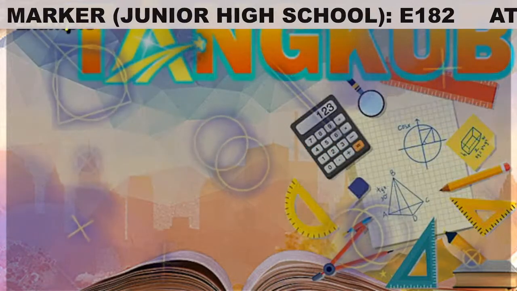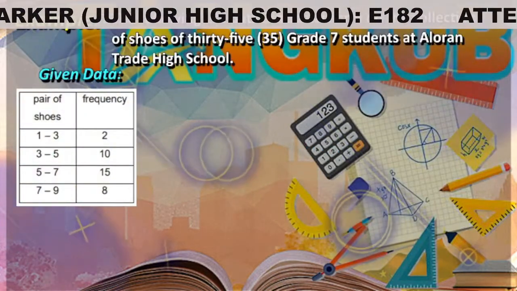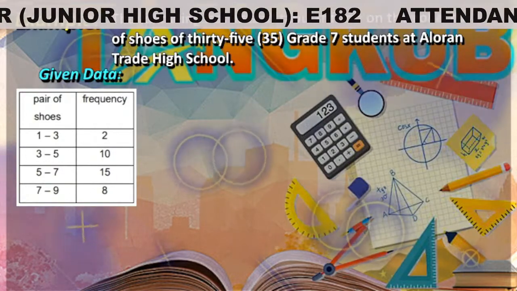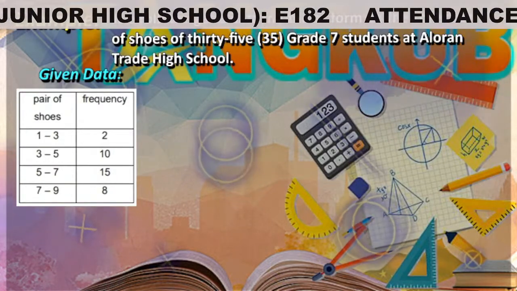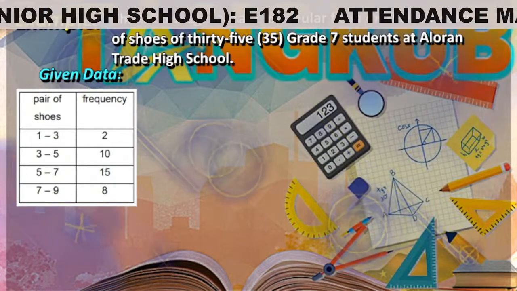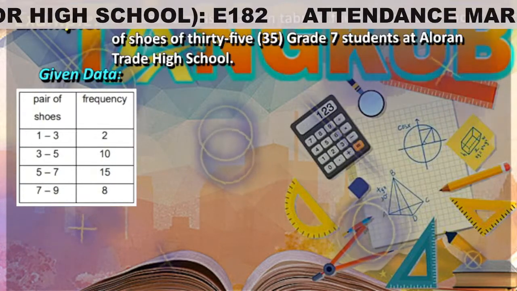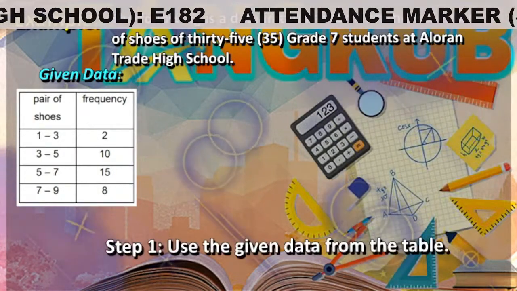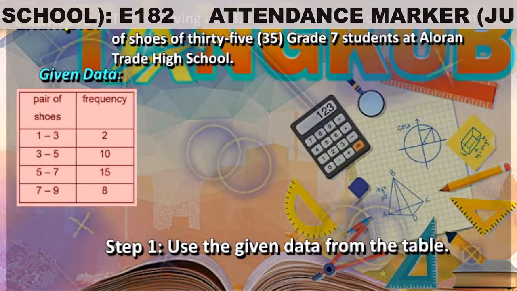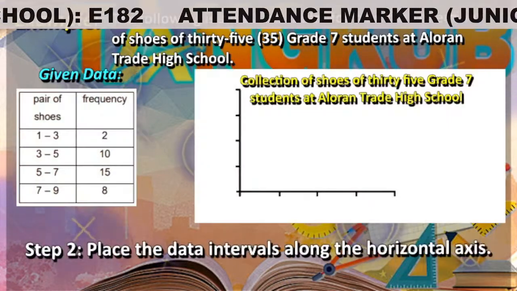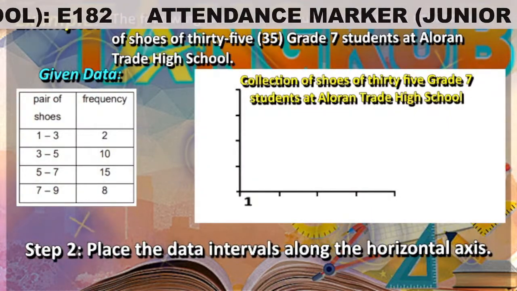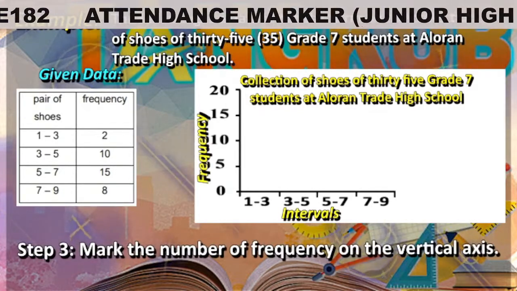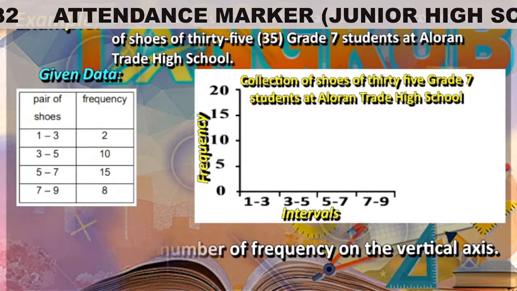For example, the following is data in tabular form on the collection of shoes of 35 grade 7 students at Alaran Trade High School. Now, here are the steps to construct a histogram out of this data. Step 1. Use the given data from the table. Next, place the data intervals along the horizontal axis. Third, mark the number of frequencies on the vertical axis.